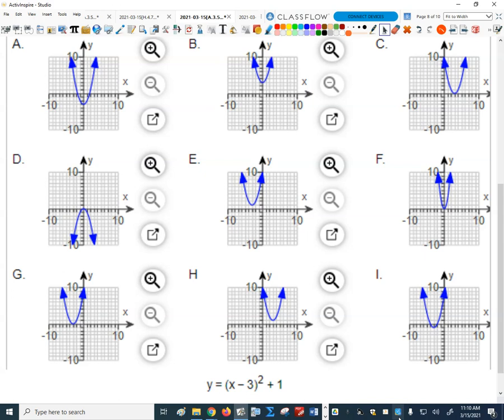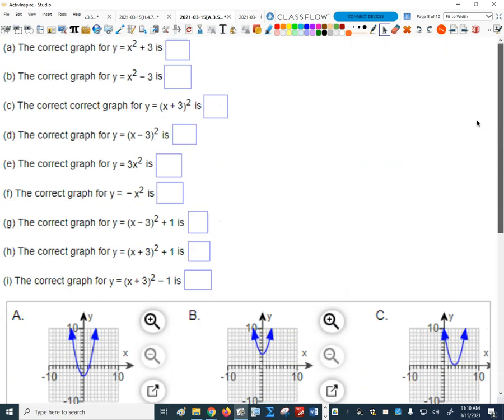Yeah, looks like H. How come? Because the values of h and k are 3 and 1, and those are the coordinates of the vertex. In other words, we've shifted right by 3 and up by 1. Okay, perfect. So we know this guy was, that was an H, wasn't it?